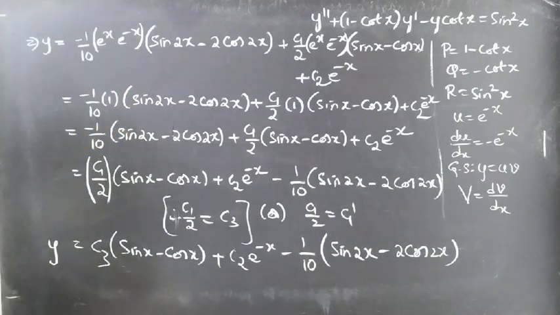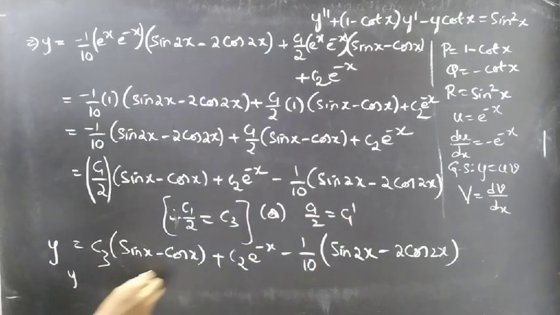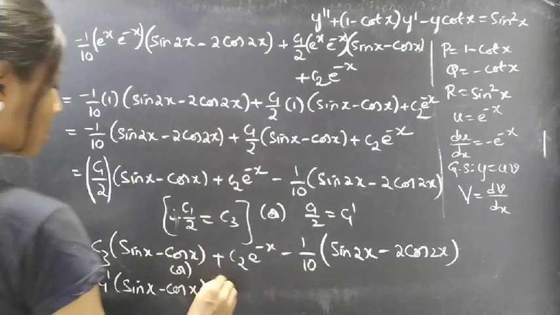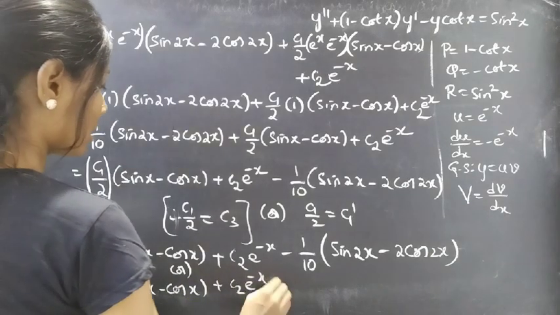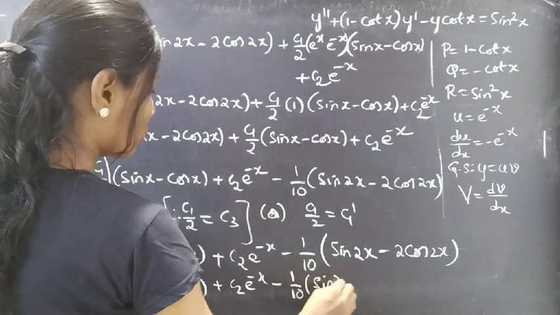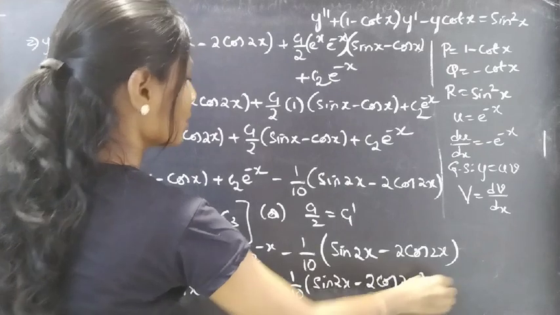If we have replaced c1 by 2 with some other name, say c1 dash, then you'll get y equal to c1 dash of sin x minus cos x plus c2 e power minus x minus 1 by 10 of sin 2x minus 2 cos 2x. This completes the problem.